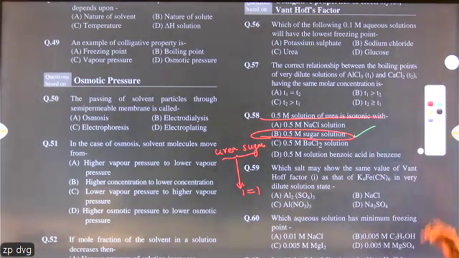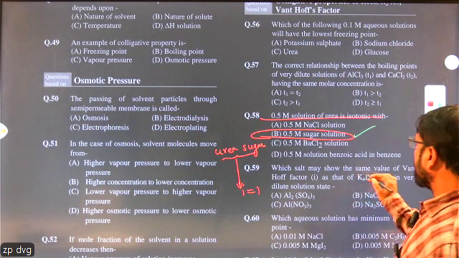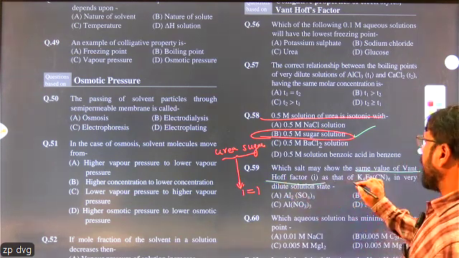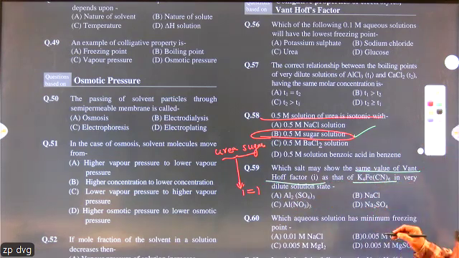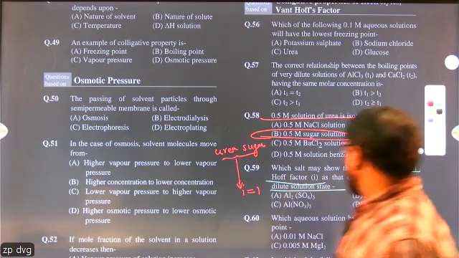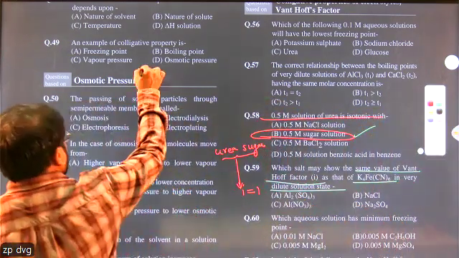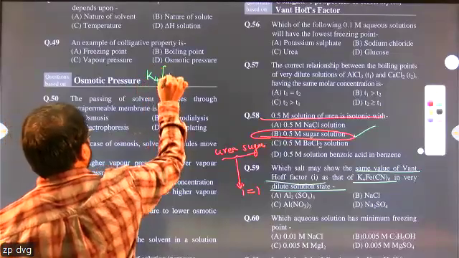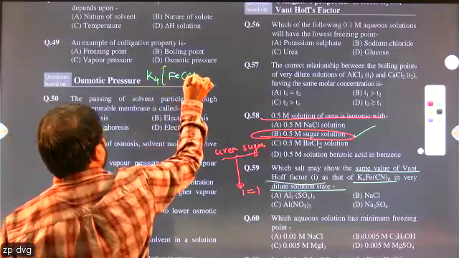Next one, question number 59. Which salt may show the same value of Van't Hoff factor i as that of K4[Fe(CN)6] in very dilute solution? Okay, first of all, let us calculate the Van't Hoff factor for K4[Fe(CN)6]. What is its Van't Hoff factor?